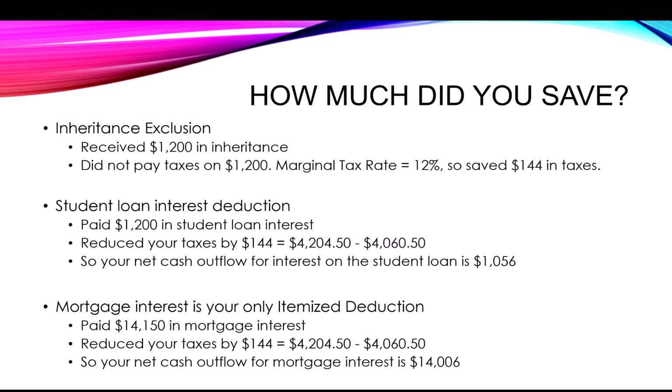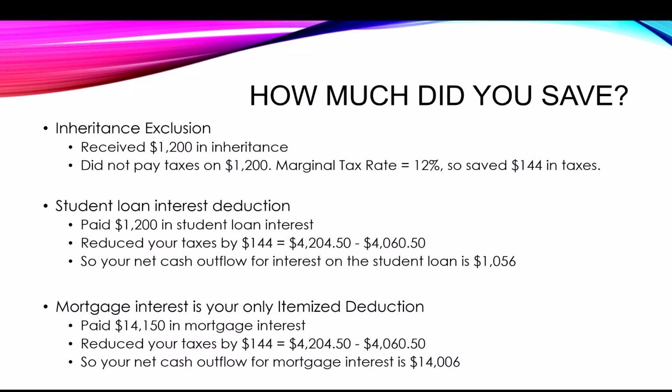However, what he had to spend in order to get that tax savings is different across all three scenarios. In the first scenario, Amani didn't have to spend any money. He was able to receive that $1,200 inheritance, and he did not have to pay tax on it because of the exclusion provision. So he saved $144 in taxes.